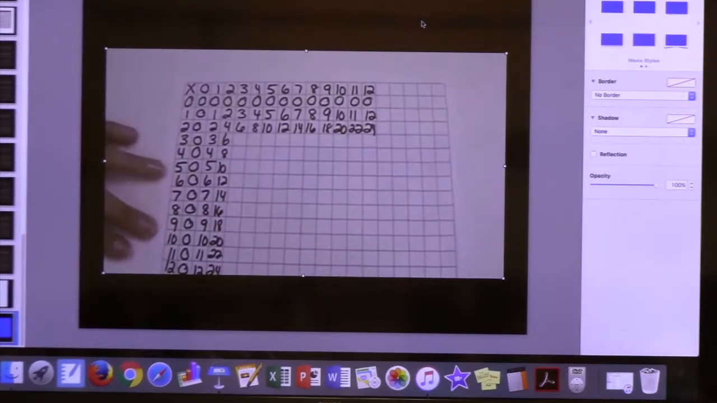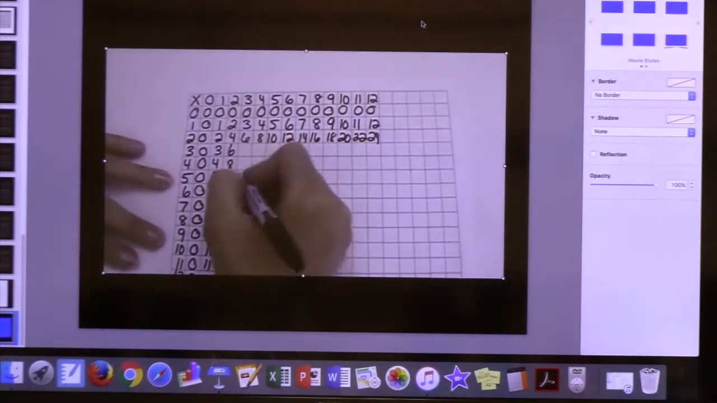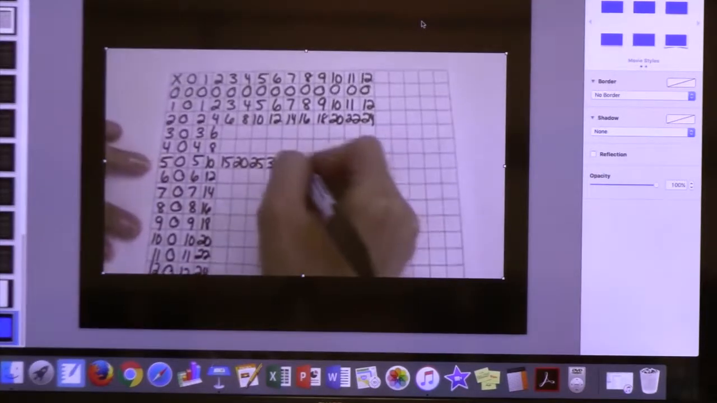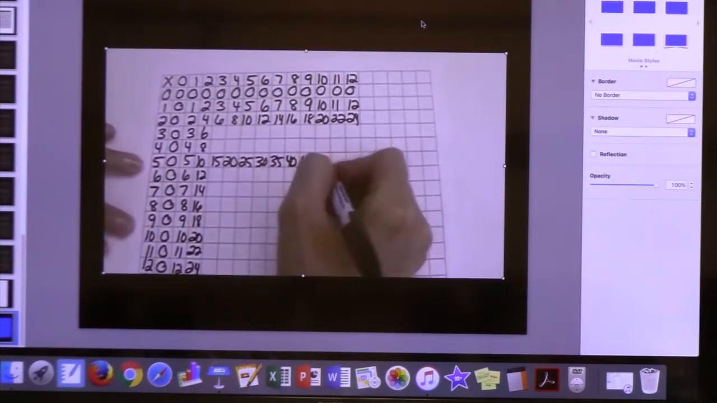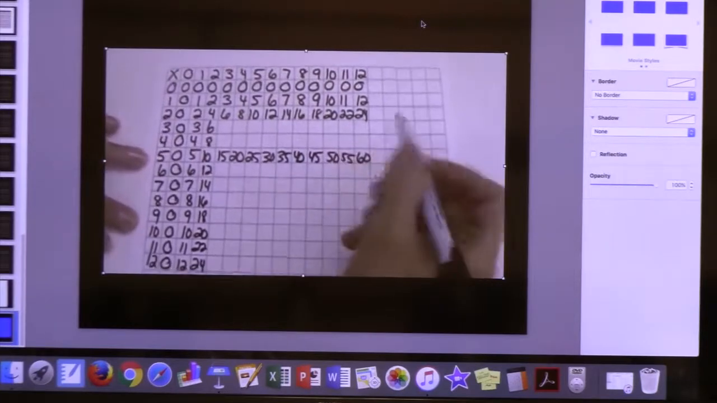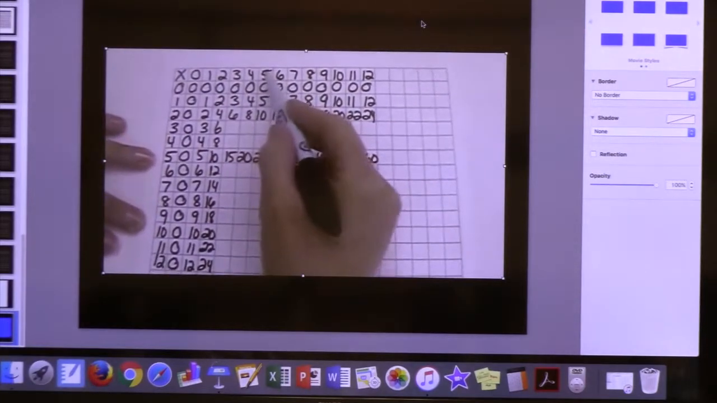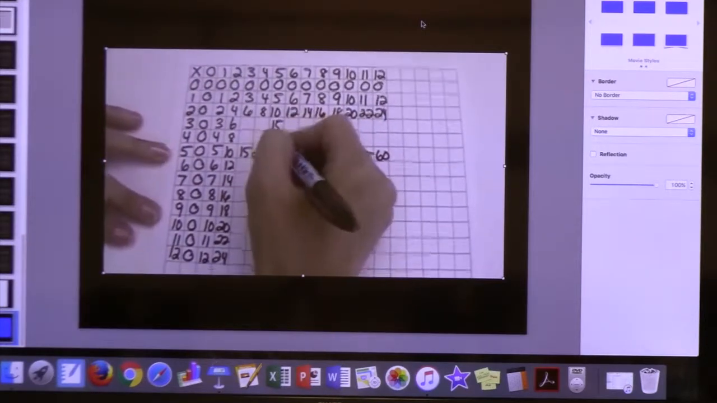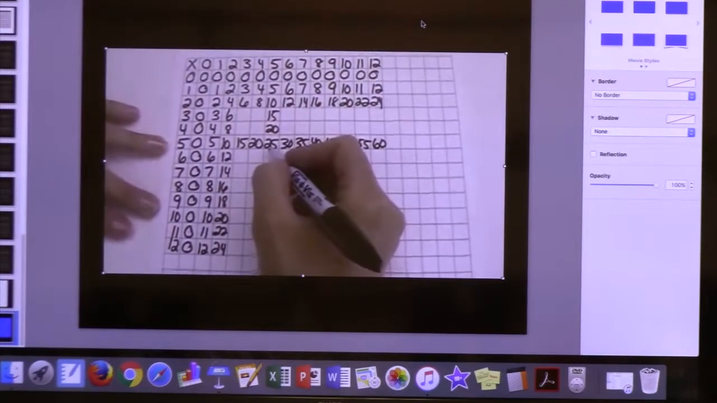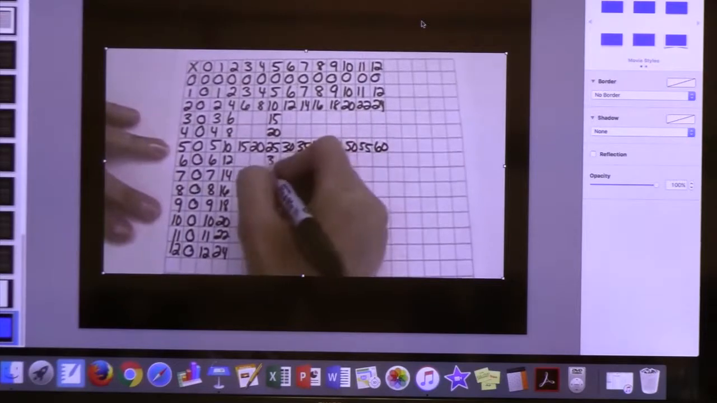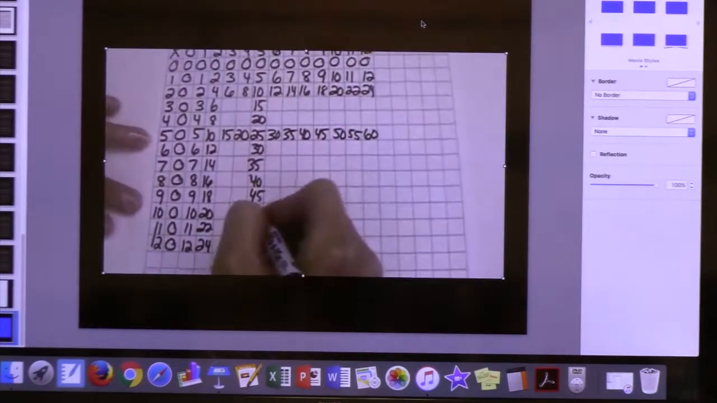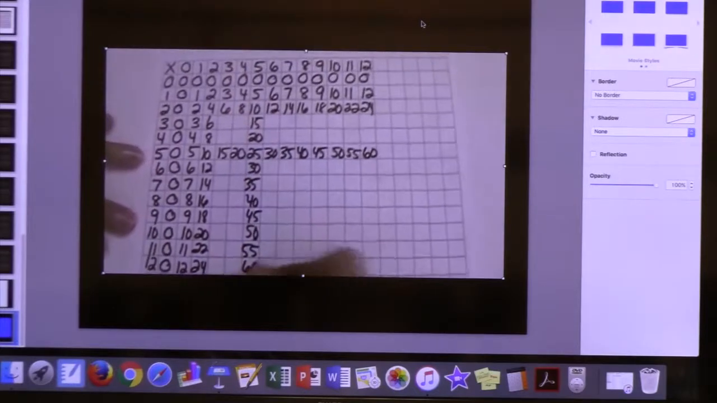Next come the multiples of 5. 0, 5, 10, 15, 20, 25, 30, 35, 40, 45, 50, 55, 60. Make sure you're at the 5 factor, then you'll continue down. 0, 5, 10, 15, 20. 25 is already there for you, which is awesome. You can check your work. 30, 35, 40, 45, 50, 55, and 60.